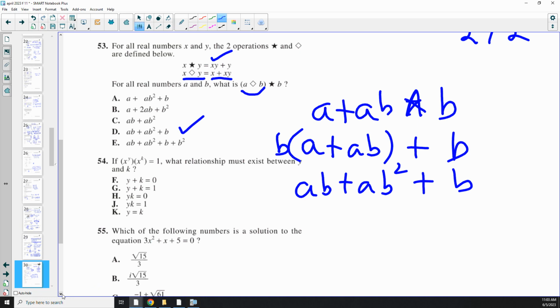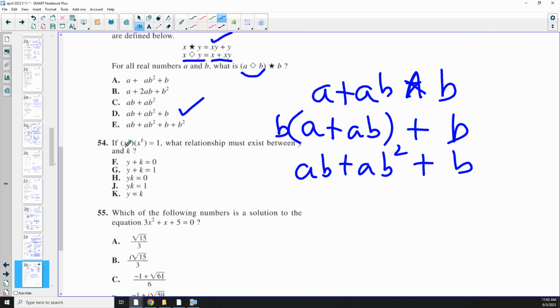So if x to the y times x to the k, that would be x to the y plus k, has to equal 1. Well, isn't 1 x to the 0 power? So y plus k has to equal 0. That's that old trick with 1 has to be the 0 power.